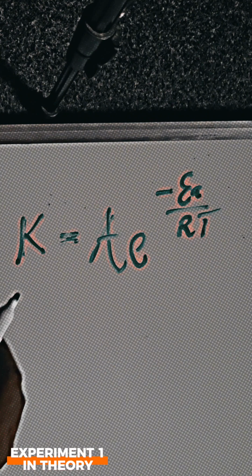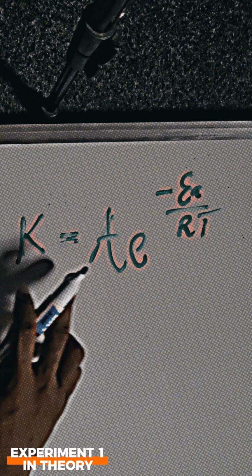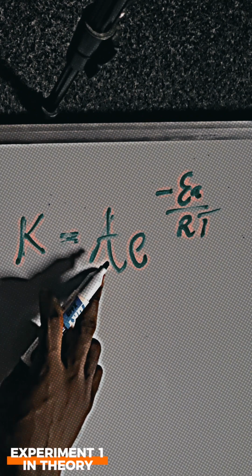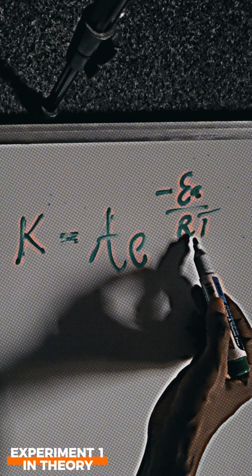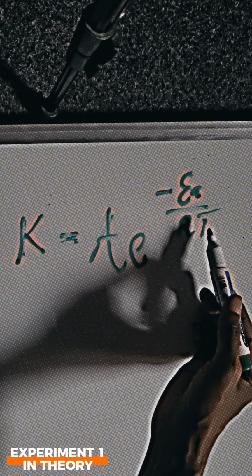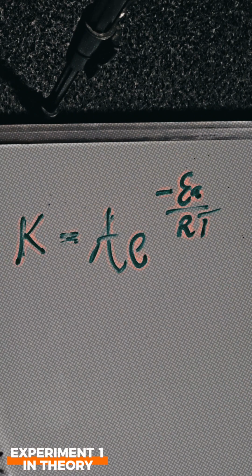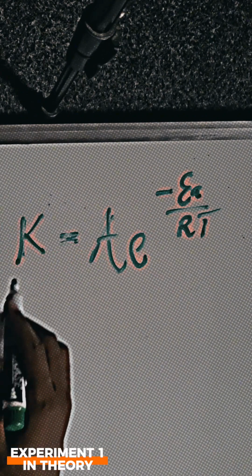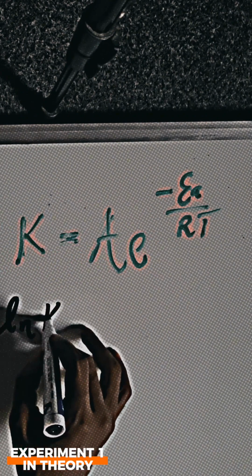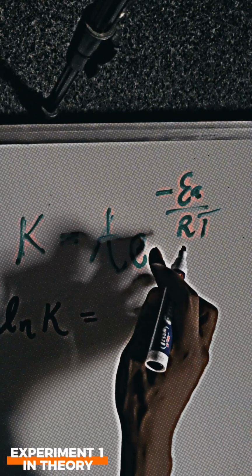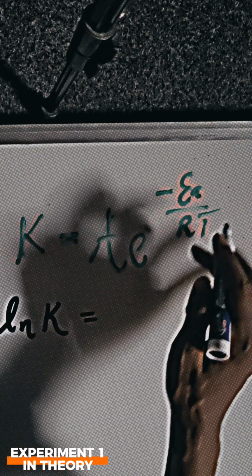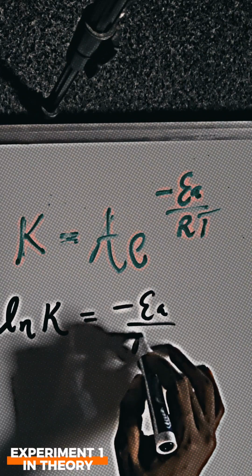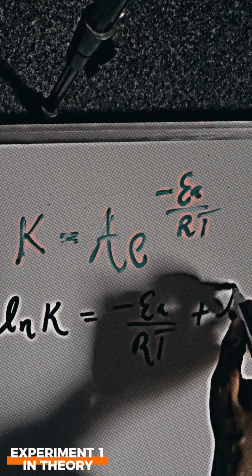In this expression, K is the rate constant, A is an exponential factor, EA is the activation energy, and R is the molar gas constant, 8.314 joule per mole per Kelvin. T is the absolute temperature. Now, by taking the natural log of both sides, you get ln K. The exponential sign goes off, so I'm going to have minus EA over RT plus ln A.